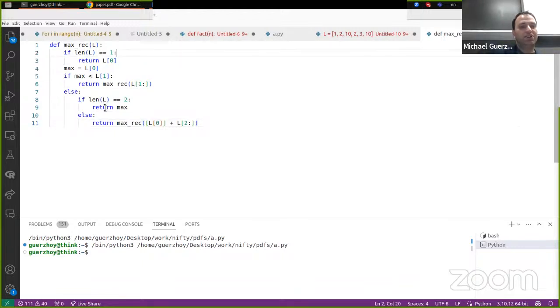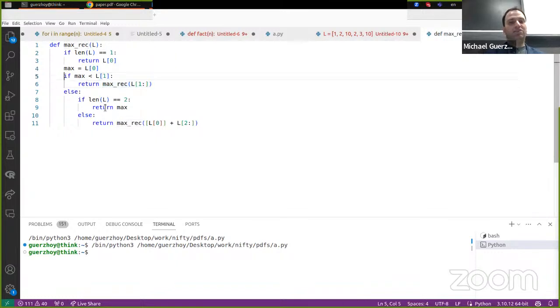So the first thing I would do, and maybe that's useful in terms of thinking about it: you wrote something on paper and you're just thinking about whether it works. So the first thing I'll do is check the base case, and this base case seems fine. And then you're saying max is L at 0, and if max is smaller than L at 1, which is L at 0, you are returning max rec L1.